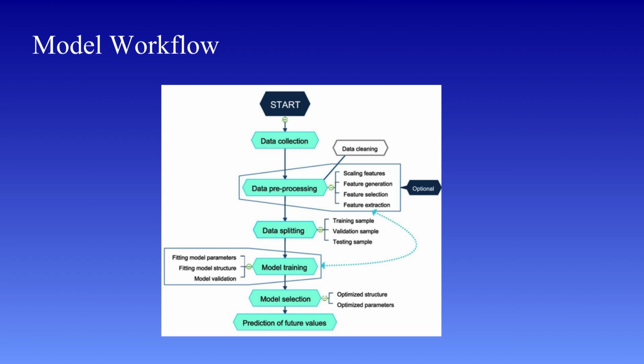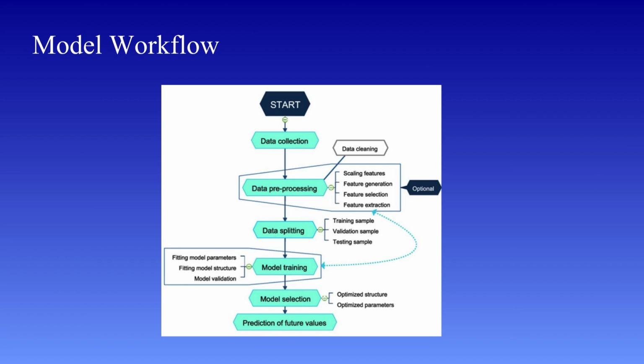Once the model is trained, we proceed to model evaluation. We test the model using the testing dataset and calculate performance metrics such as mean squared error, root mean squared error, or R-squared. These metrics tell us how accurate the model is. A good model will have low error and high explanatory power. This step helps us decide whether the model is ready or needs improvement.